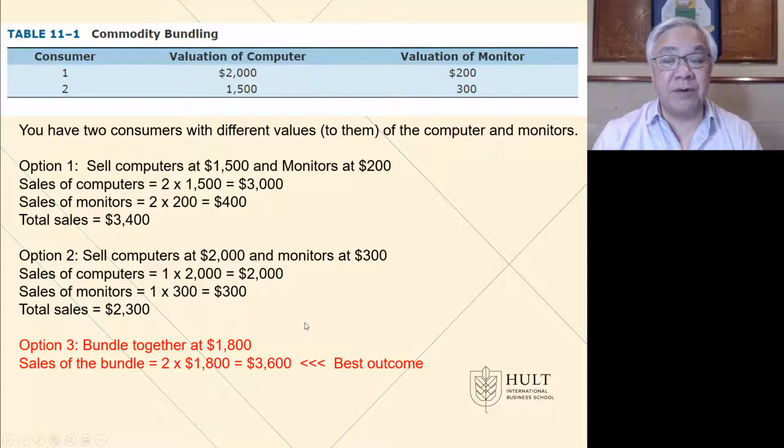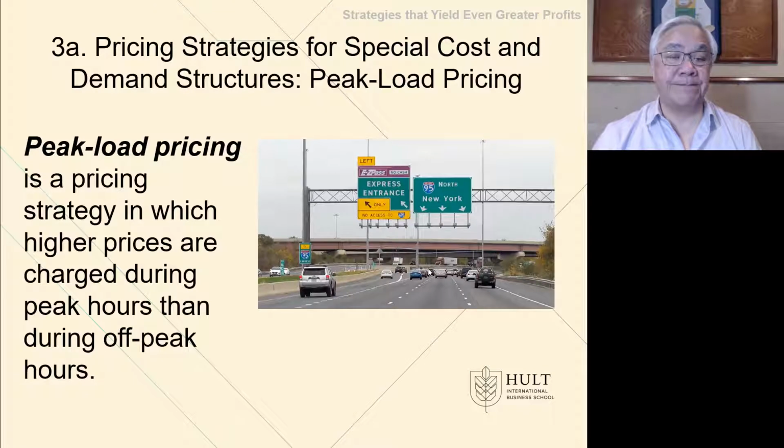You sell two computers and two monitors to the two customers. So you earn a higher amount of revenue, in this case, $3,600. Notice here we're ignoring costs. We're just showing how we would be able to capture more of the demand if we use bundled pricing.